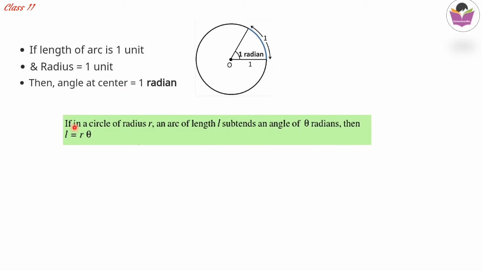So if in a circle of radius r, an arc of length L subtends an angle theta radians, then L is equal to r theta. This is a very important formula. The length of the arc is equal to r into theta. r means the radius of the circle and theta means the angle subtended by that particular arc at the center in radians. Remember, this theta measurement should be in radians, not in degrees. So this is a very important formula. Please keep it in mind. L is equal to r theta. L stands for the length of the arc, r is the radius, and theta is the angle subtended by the arc at the center in radians.